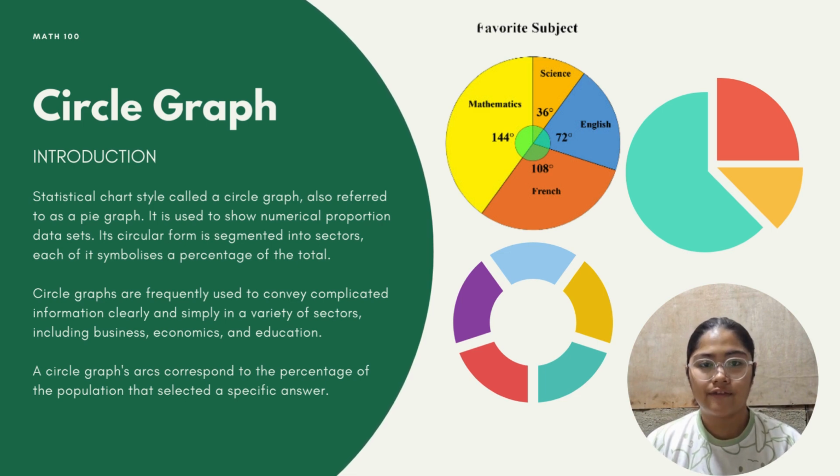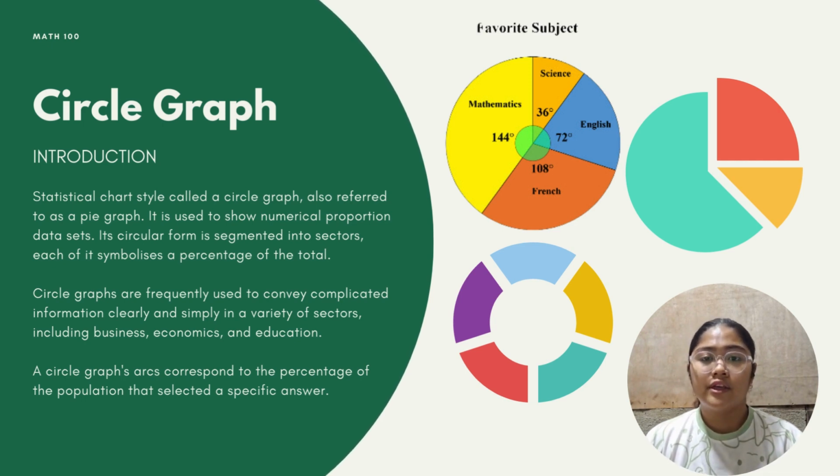The beauty of the pie graph lies in its direct visual: the size of each sector accurately reflects the quantity it represents, facilitating quick understanding of relative proportions within the dataset. This simplicity makes the circle graph a popular choice for conveying complex information clearly across various sectors, such as business, economics, and education. And also, a circle consists of 360 degrees, making it a complete shape.